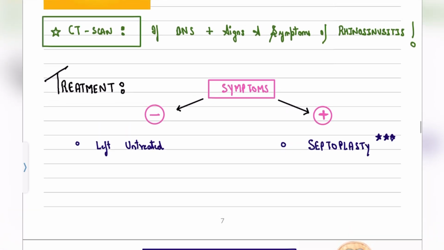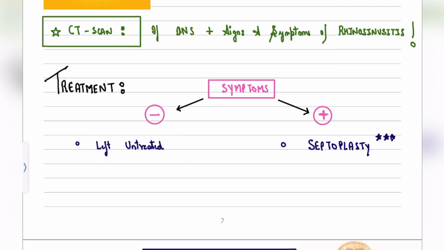Okay. So treatment is rather very simple. If the patient does not present with any symptom, although deviated nasal septum is present, a high number of patients have deviated nasal septum but do not have any kind of symptom. So these patients are left untreated until and unless they want to surgically correct it for cosmetic reasons.